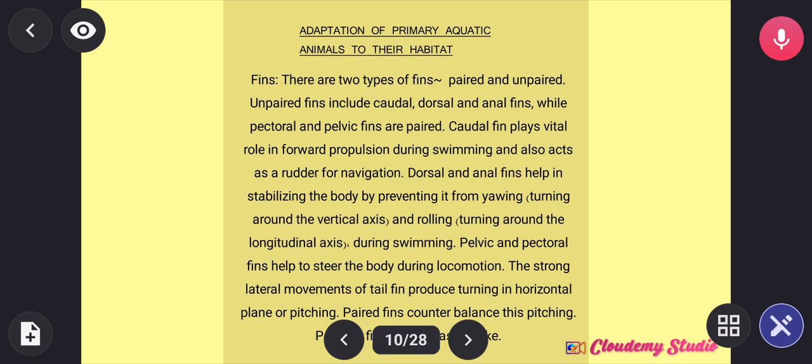Now, the second adaptive feature is their fin. There are two types of fins. We have the paired fins and we have the unpaired fins. The paired fins include the pelvic and the pectoral fin, and the unpaired fins include the dorsal, the caudal, and the anal fin.